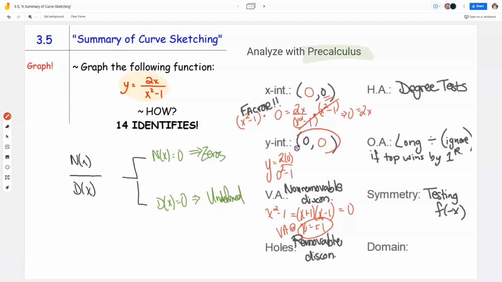What do I have so far at the point 0, 0? Kind of anticlimactic because it's the same for both. I have x equals plus or minus 1. Wait a minute. Are there 2 different types of discontinuities? We just took the zeros of the denominator and we said, sure, those are vertical asymptotes. So hold on. Where would holes come from? What's the difference between these 2?